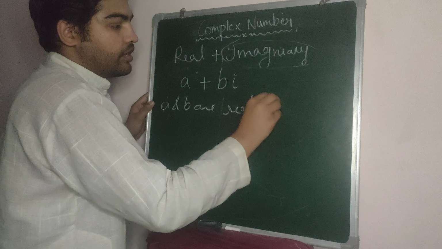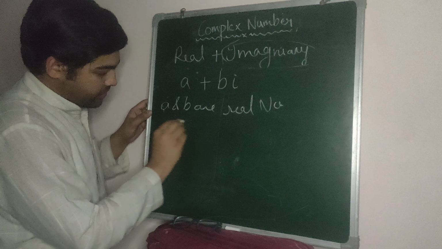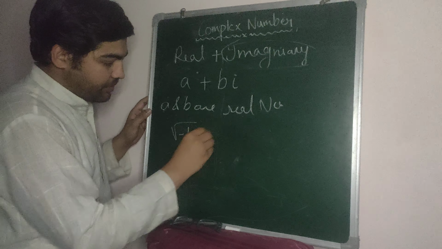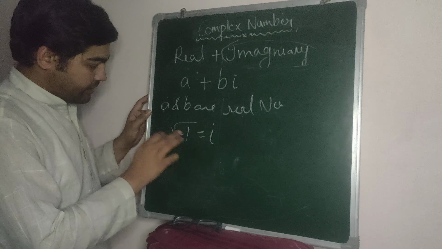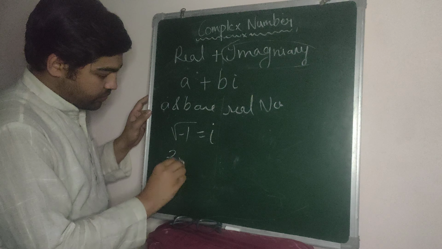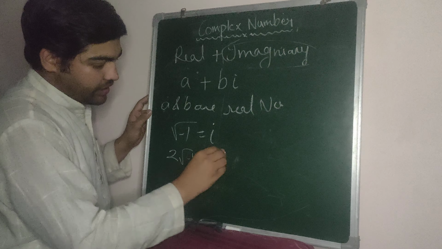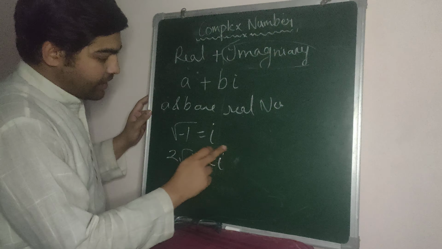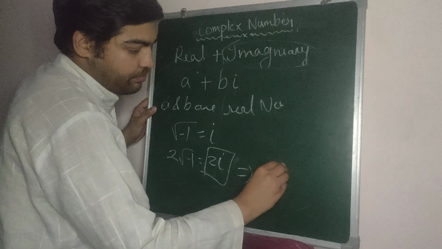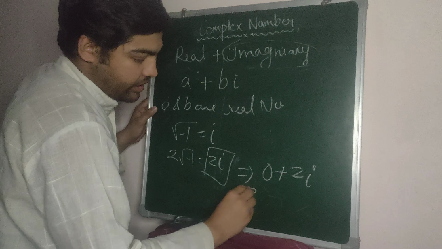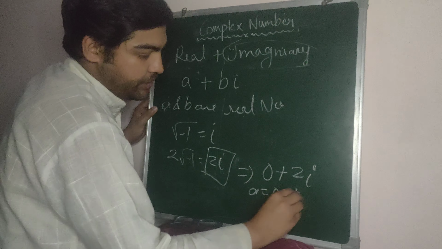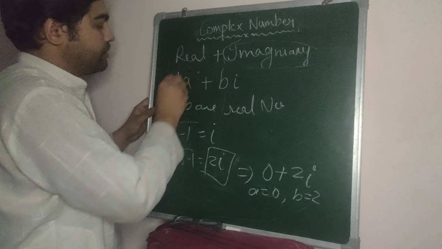If we write root minus 1, it will be i. And if we write 2 root minus 1, it will be 2i. So 2i will also be a complex number, but it has 0 real part. It can be written as 0 plus 2i. Here a is equal to 0 and b is equal to 2 as compared to this.